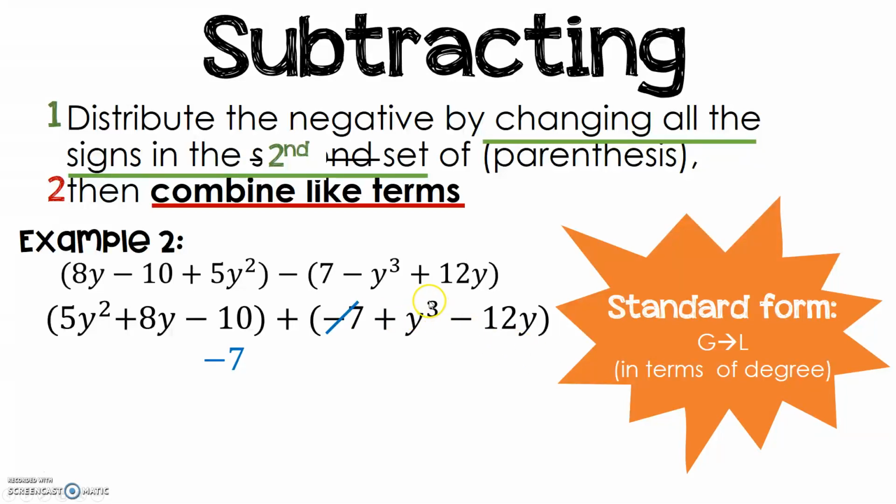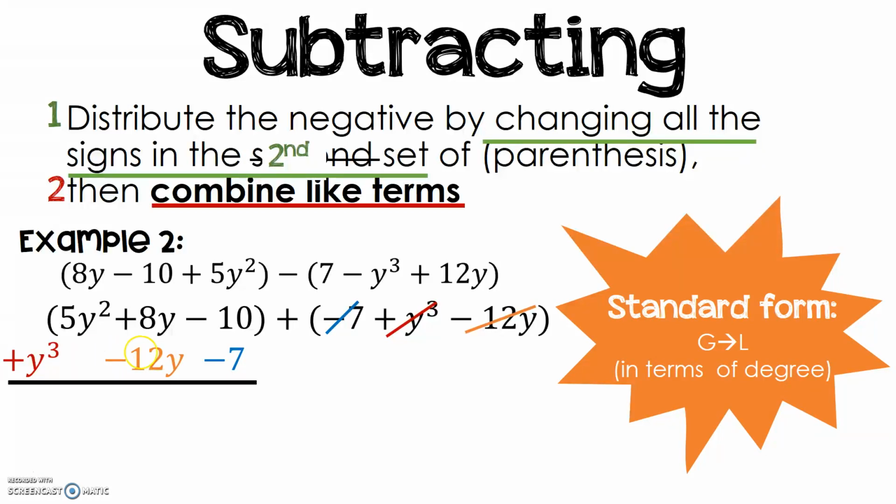The next one we see is actually a degree of 3. Our highest degree in our first polynomial was a 2. So when you end up writing it, you're going to leave a gap over here, not put anything there, and put the y cubed right before it, just like you would when you are writing it in standard form. Next, you've got that negative 12y, and you drop it under.